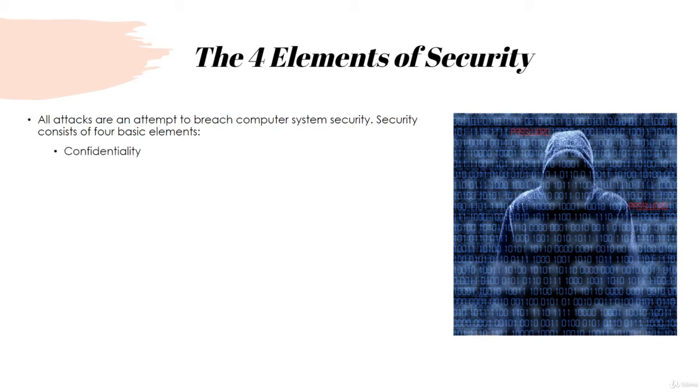The first one is confidentiality. The second one is authenticity, and we're going to walk into these in some detail, with some examples. Then we have integrity, and then we have availability.